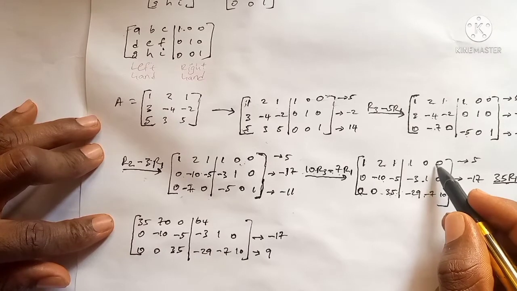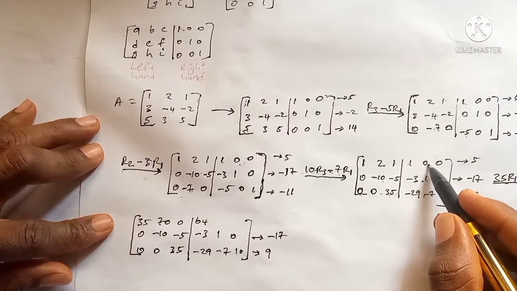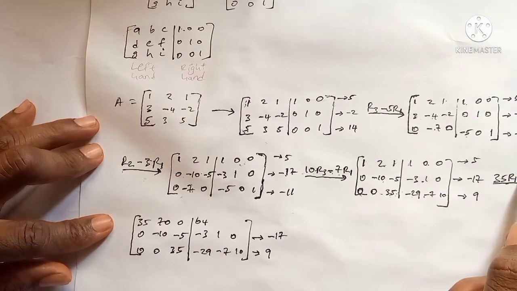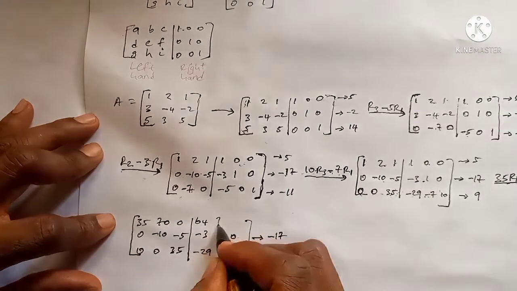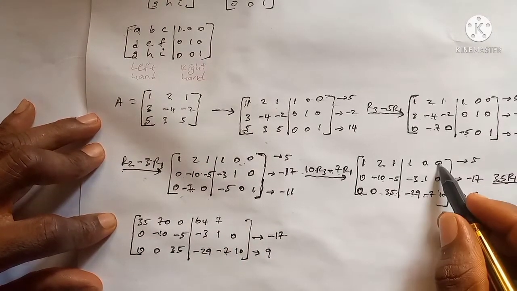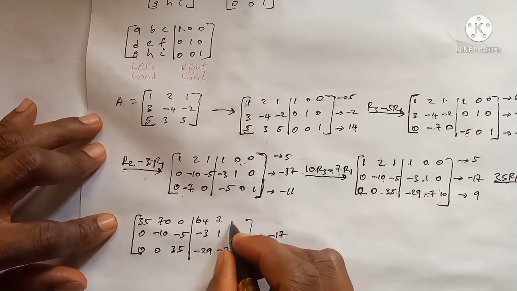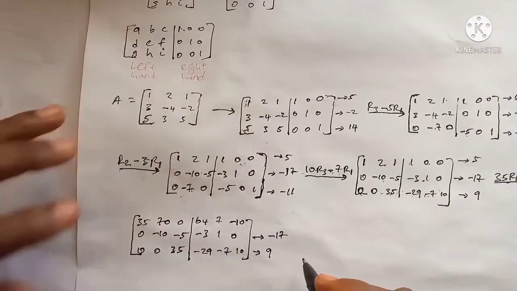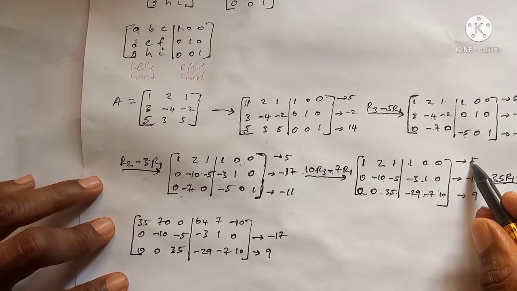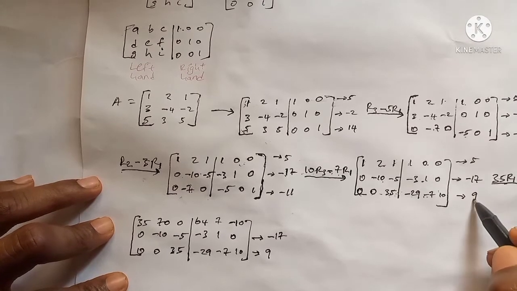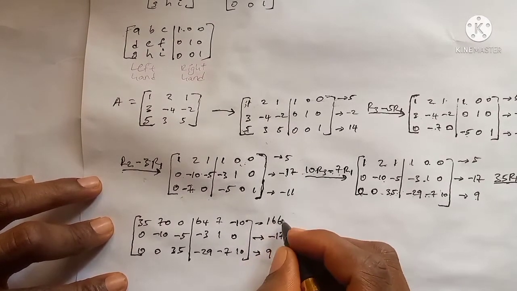Then 35 times 0 is 0. Then 0 minus, this is 0 minus 7, which is equal to minus 7. Then 35 times 0 is 0. 0 minus 10 gives us minus 10. Now 35 times 5 minus 9 will give us 166.